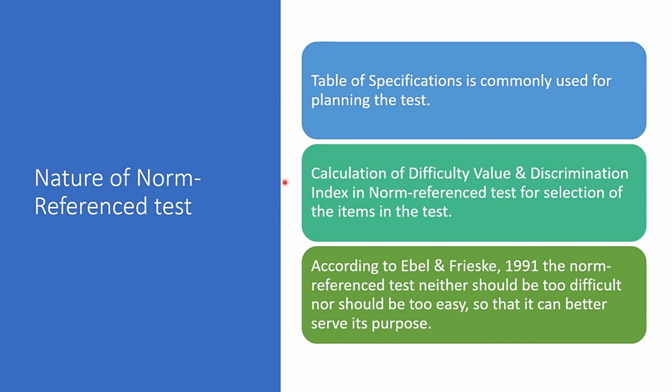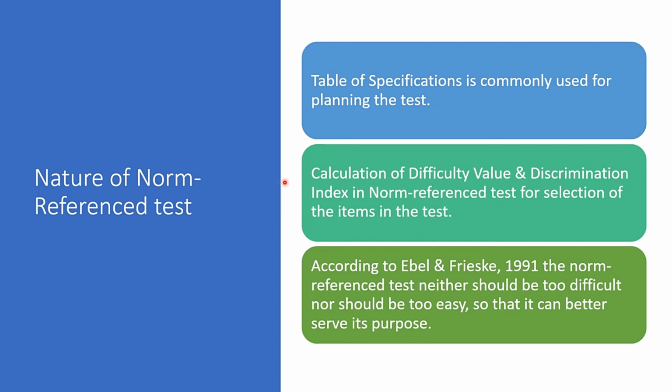Calculation of difficulty value and discrimination index. In a norm reference test, for the selection of the items, we calculate difficulty value and discrimination index. And in a criterion reference test, for the selection of the items, we have some other ways. We calculate some other measures for the selection of items, but here in the norm reference test, we calculate difficulty value and discrimination index.